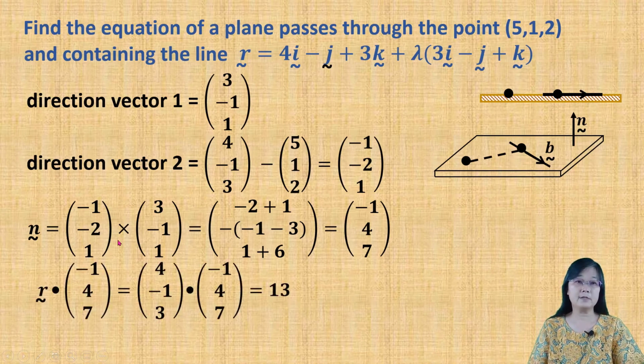So when I substitute into the equation, this is the normal vector. This is the position vector. So here I use the position vector (5, -1, 3). I can also use the position vector 5, 1, 2. So when I find the scalar product, that is equal to 13. So this is the vector equation of the plane.